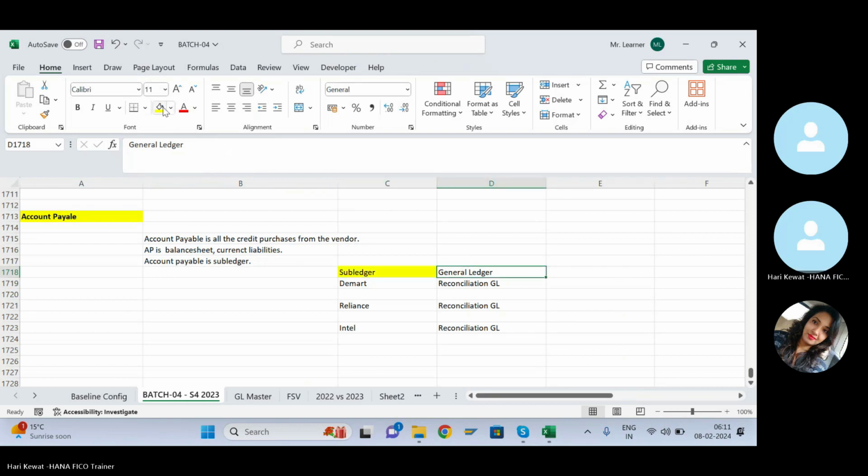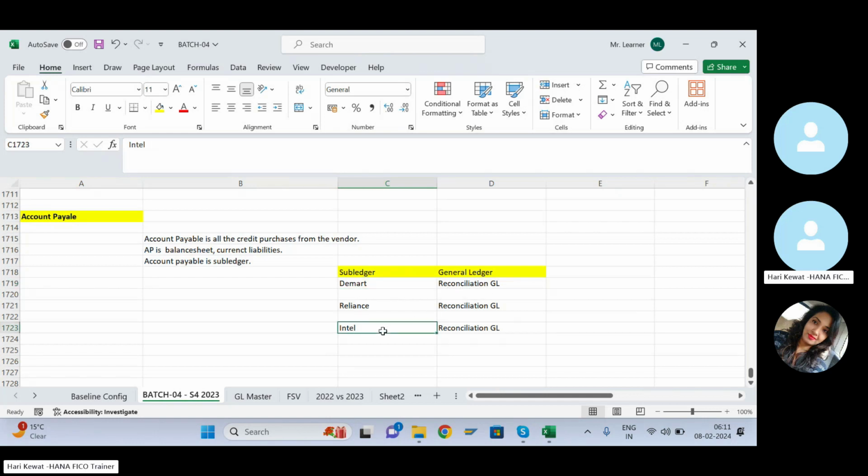Whenever you make any posting in this sub ledger, in the vendor, it will automatically hit the reconciliation GL, the main GL. Why? Because in the vendor master, the sub ledger, you have already entered the reconciliation GL. Whenever you combine the balances of your sub ledger, the balances of your GL should also match. Individual vendor balances should match with your GL balances. That is the reconciliation.